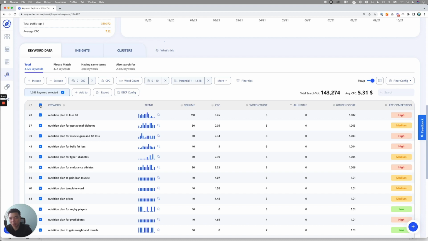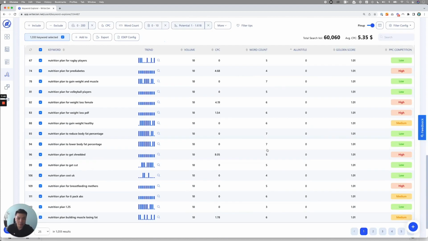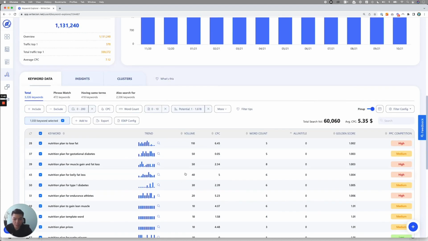We have a list of only 1,000 keywords, and these are all the keywords that you could really target. It's an opportunity keyword list. See, it has a lot of keywords, but the search volume is low. But look, if you could rank for all these keywords, look at the total amount of search volume you can cover: 60,000 searches a month. Not bad for a list of keywords.